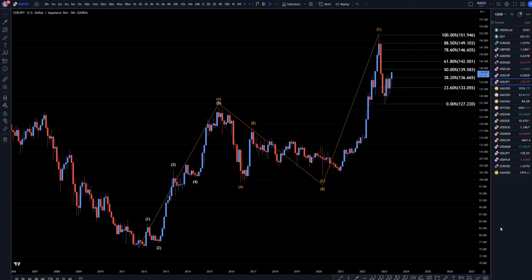Hello traders, FX here. Today is Wednesday, May 24th, and I'm going to be analyzing the US dollar yen starting on the monthly, working my way down to the 1 hour time frame.